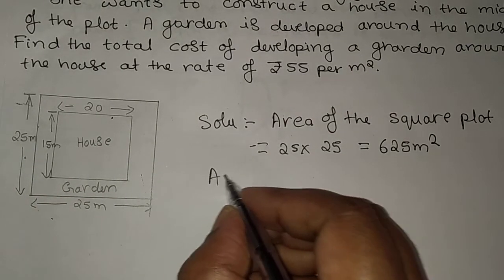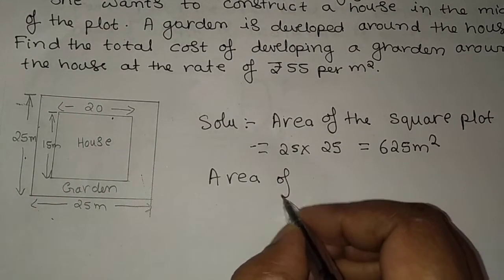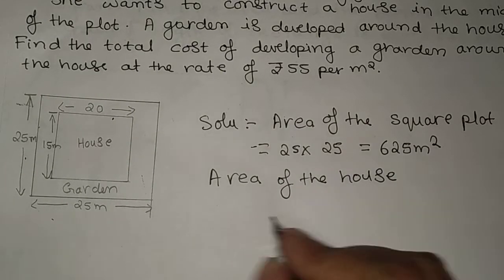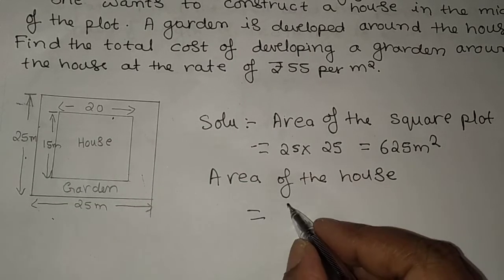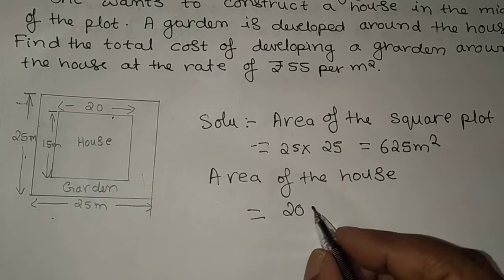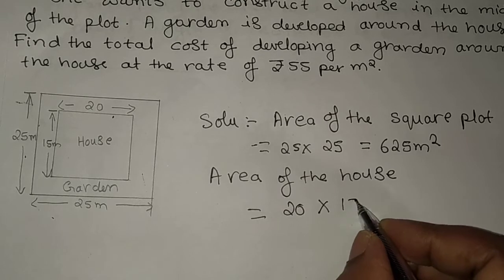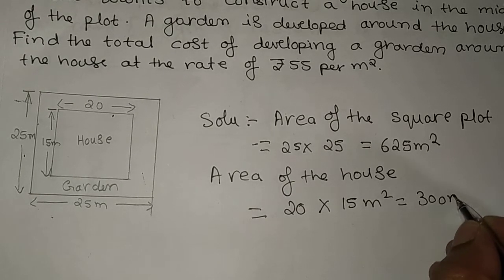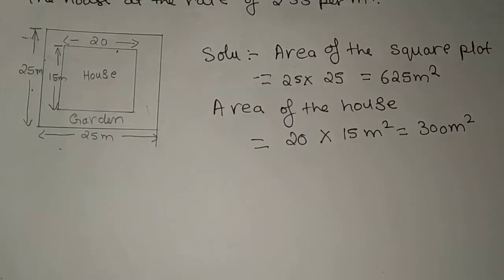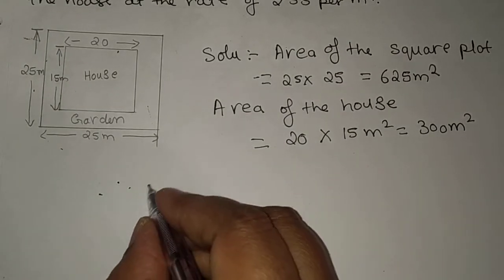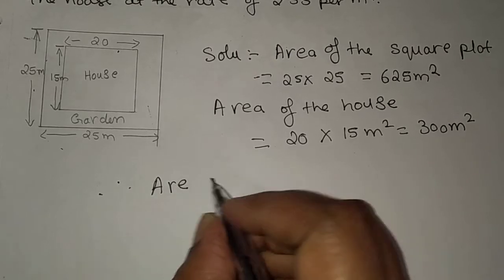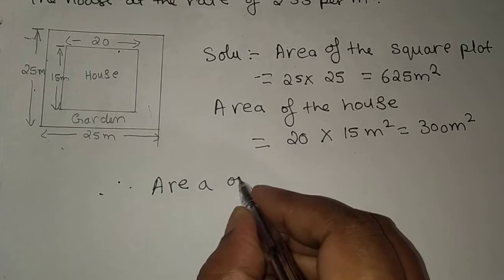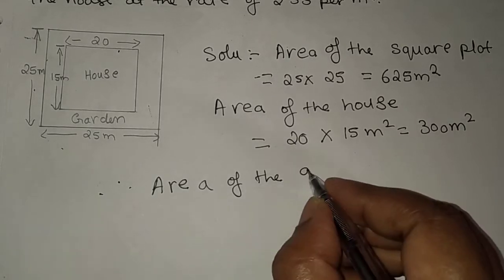Then area of the house. Area of the house is equal to how much here? 20 into 15, that is the length into breadth in both the cases. 20 into 15 m square, which is equal to 300 m square. Therefore, next is area of the garden. So we have area of the plot, area of the house, and area of the garden we have to calculate.